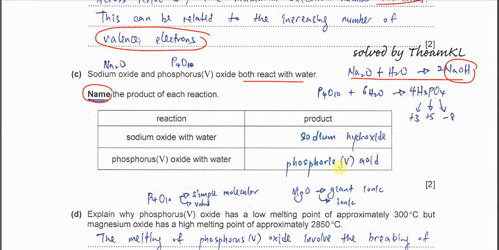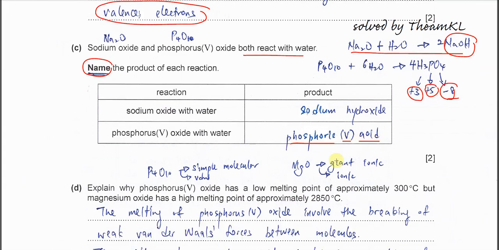Many candidates forgot the Roman numeral. You must put this. The oxidation number of phosphorus must be there. Oxygen, now we have 4, is negative 8. Hydrogens, 3 hydrogens, so positive 3. Negative 8, positive 3, the acid is neutral, so phosphorus must be positive 5. So we know that the oxidation number of phosphorus is 5, so it's phosphoric(V) acid. That's the name.